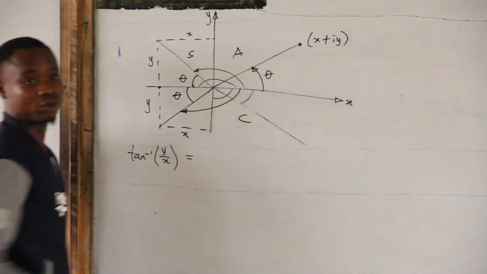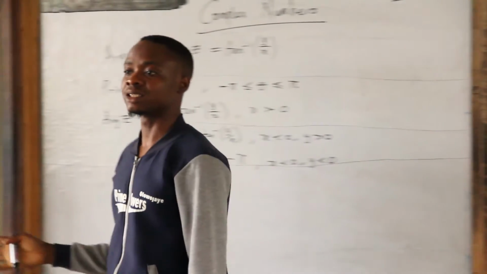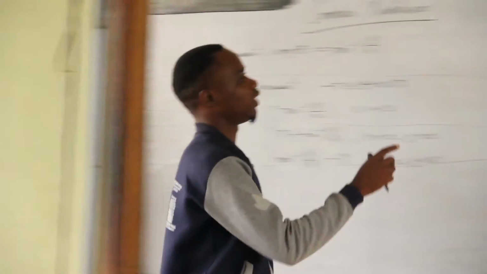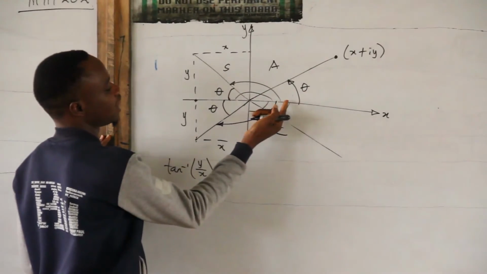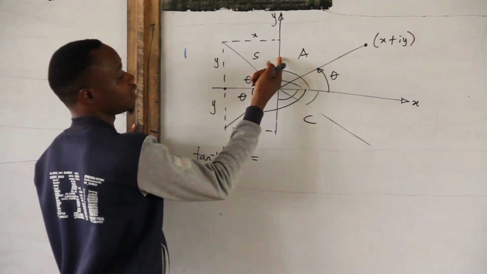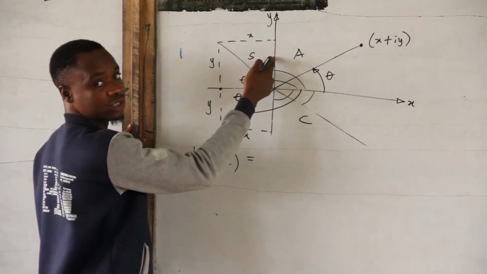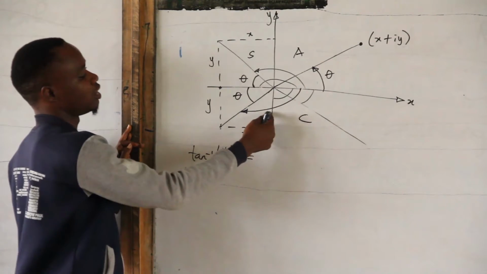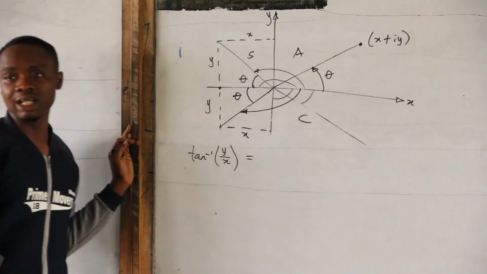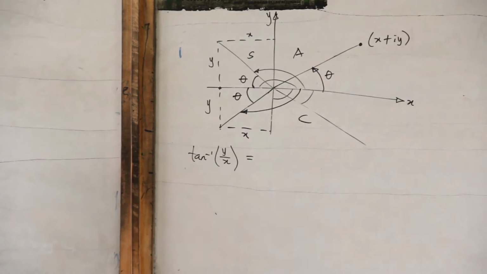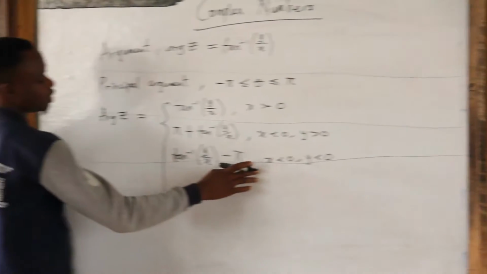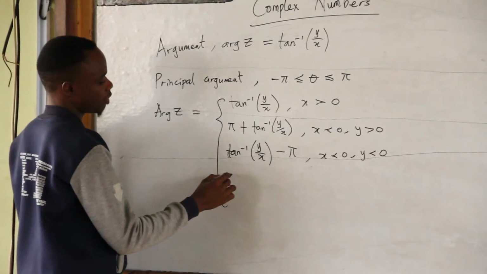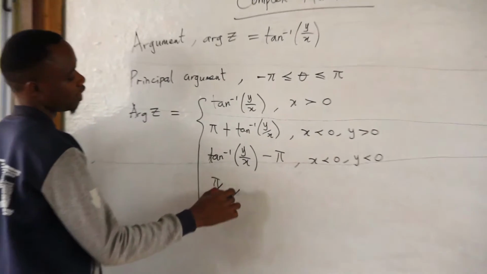If x is 0, that means there is no real part. It is a purely imaginary number. If x is 0, depending on where y is, if y is positive, then the angle I'm interested in will be the angle between this and this, which will be plus pi over 2. Is it clear? And if y is negative, you're going to have this angle to be this, which is minus pi over 2. Is that clear?